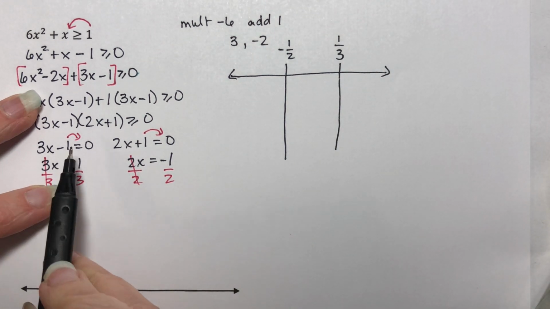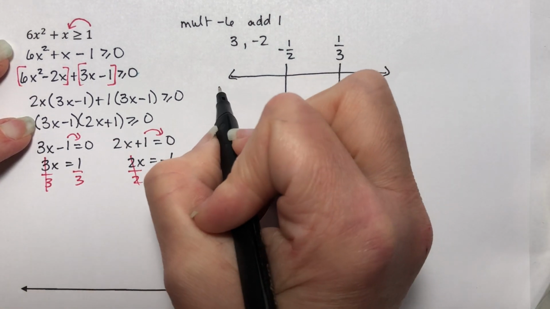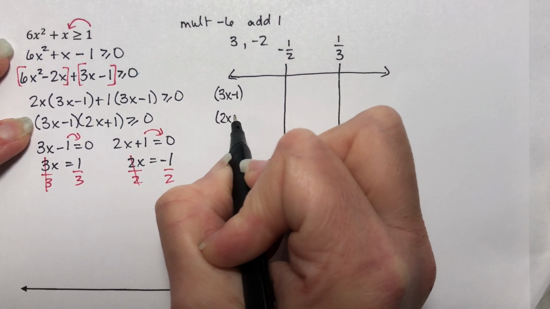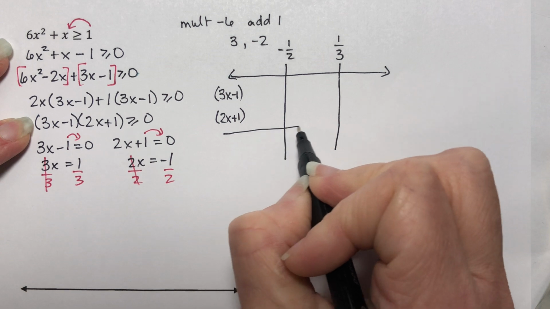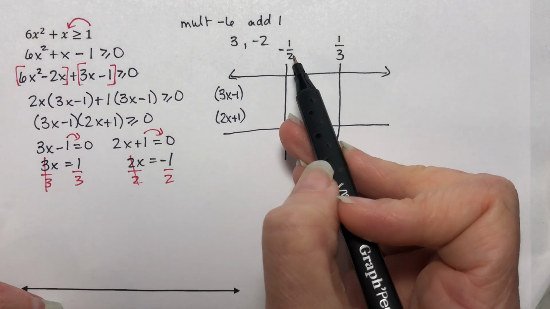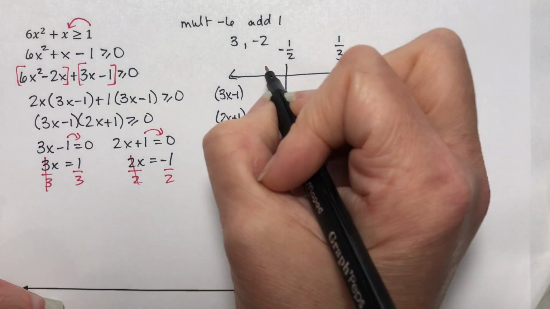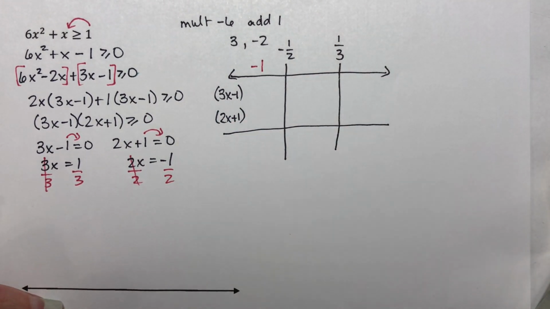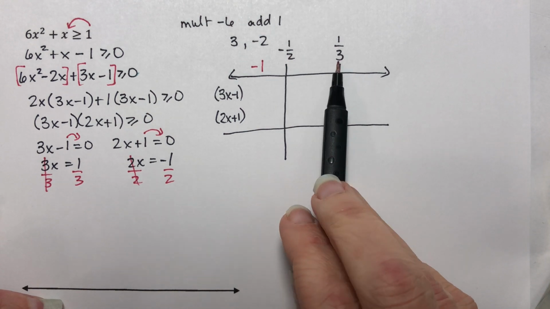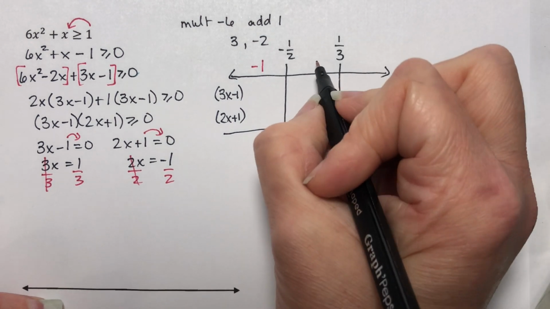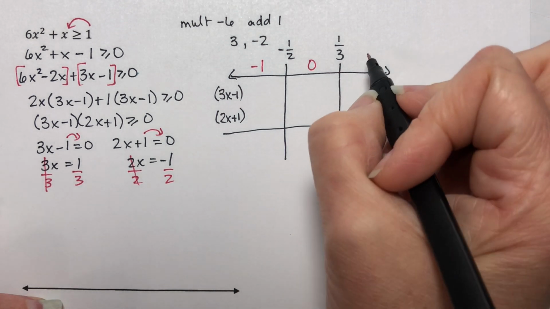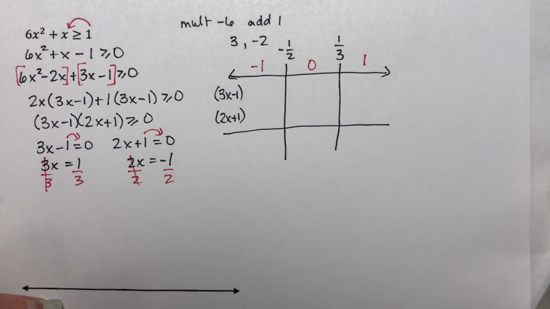Okay, now I'm going to put my factors over here on the left. That's 3x minus 1 and then 2x plus 1, and make it into a chart. Now I need some test numbers. I need a number smaller than negative 1/2, so I can use negative 1. I need a number between negative 1/2 and 1/3, a negative and a positive, so there's a 0 between. I need a number larger than 1/3, so I can use 1.